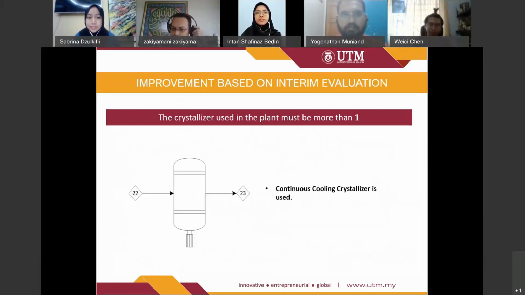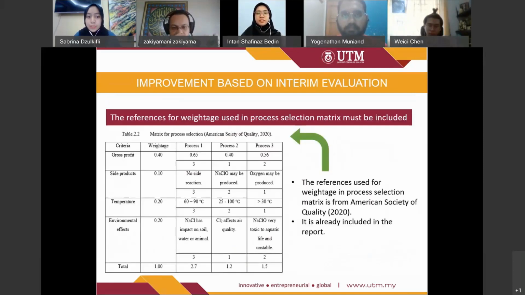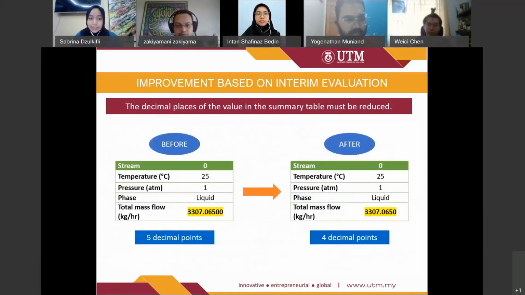Also, the crystallizer used in the plant design is in continuous mode, so there is no need for multiple equipment running at one time. We also include the reference for the metrics for process selection, which is from the American Society of Quality. It is already included in the report. Lastly, for our improvement, we already reduced the decimal point in the summary table from 5 to 4.